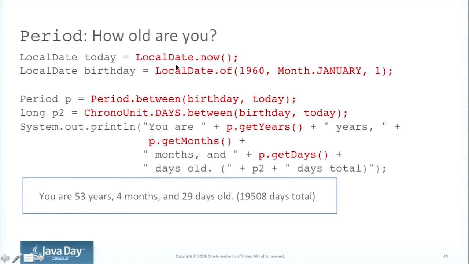So very simple: the date today, the date of my birthday, and a period between my birthday and today. Then that period, I want to count using days. That's what we're doing. From that period, we can get years, months, and days, and you already have the counting of days. So that's what we have: years, months, and days, and the actual days since I was born.